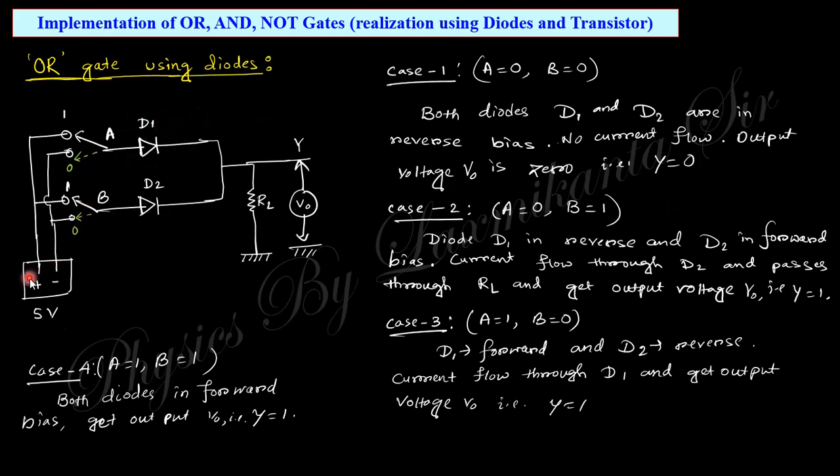When A is 1, the current flows through this diode and this resistor, and we obtain the output voltage at Y. Okay, so this is case number 3. In case number 4, when both are in forward bias, the current flows through this resistor and the output will be 1. So this is the total output. You can see this is the same as what we wrote previously in the truth table. So this is the OR gate circuit using diodes.